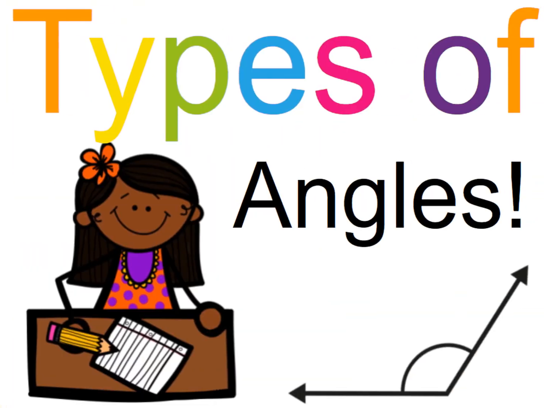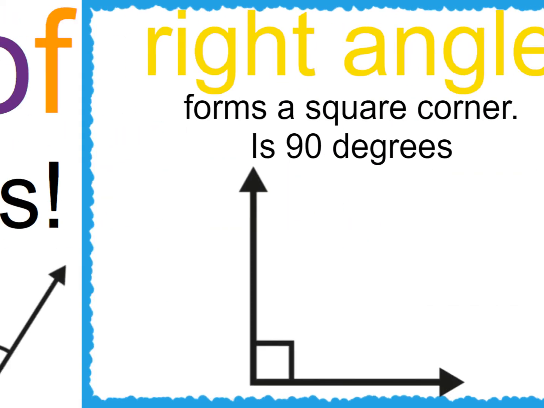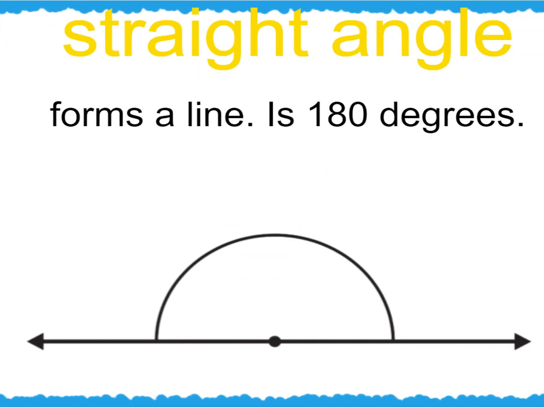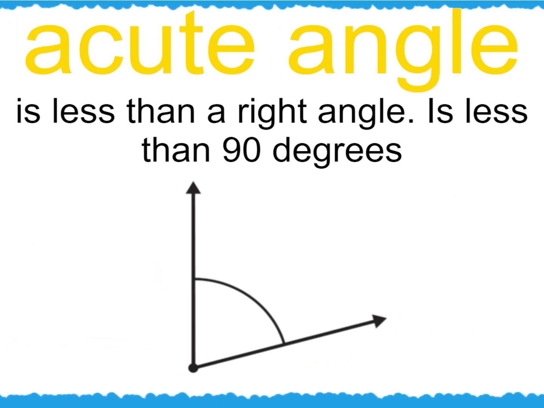Now let us have the types of angles. So the first one is right angle. It forms a square corner and is 90 degrees. The second one is a straight angle. It forms a line and is 180 degrees. And the third one is an acute angle. It is less than a right angle, is less than 90 degrees.